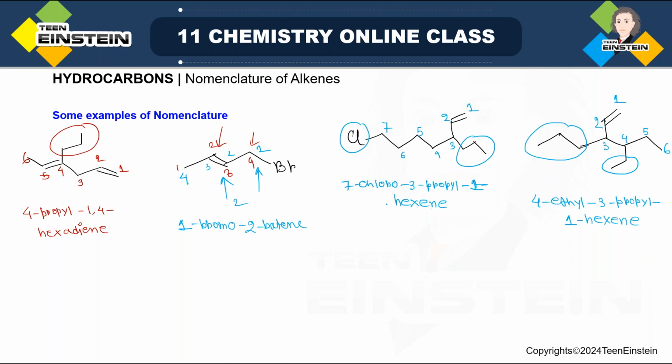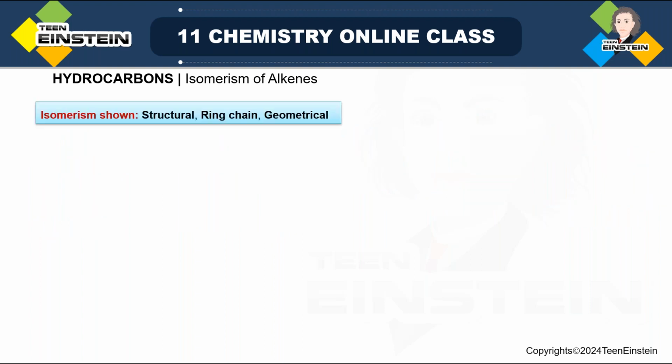Okay, so we are done with all the nomenclature of alkenes. After nomenclature, isomerism of alkenes. Now, what type of isomerism mainly do we observe in case of alkenes? It is structural isomerism. Under structural, you will get chain, you will get position. Then ring chain isomerism is possible, and geometrical isomerism, which is very, very important because it is exclusive only for alkenes. So that is why it is so important.